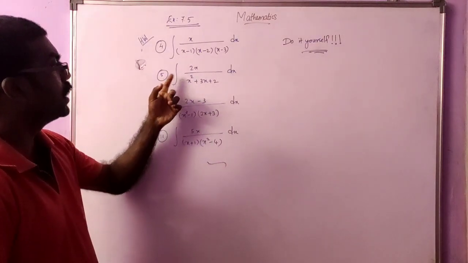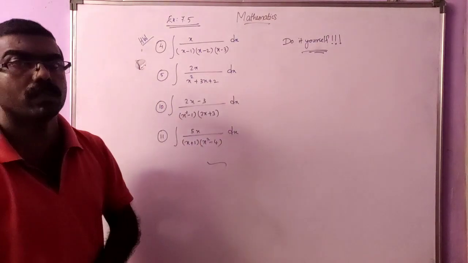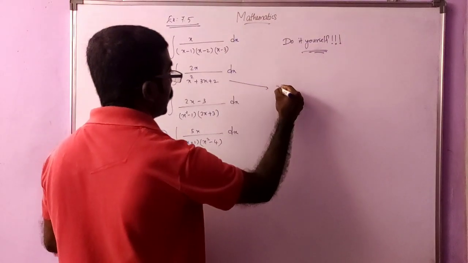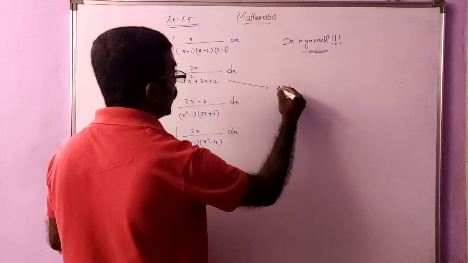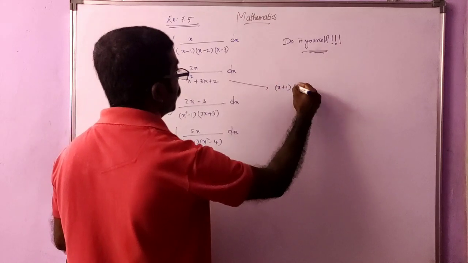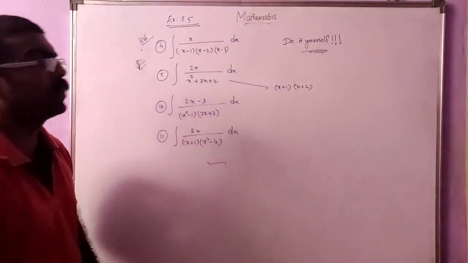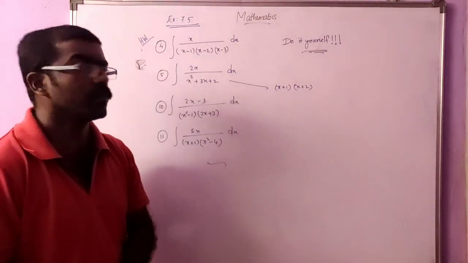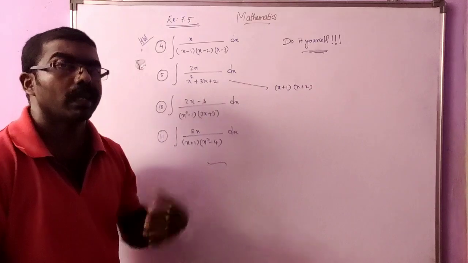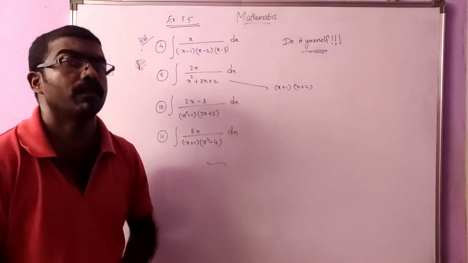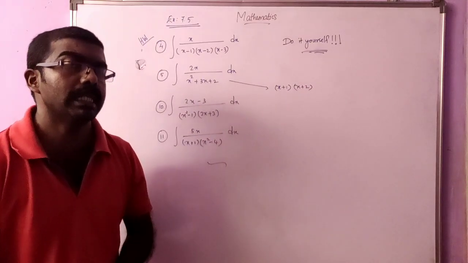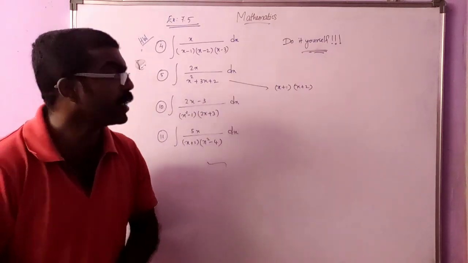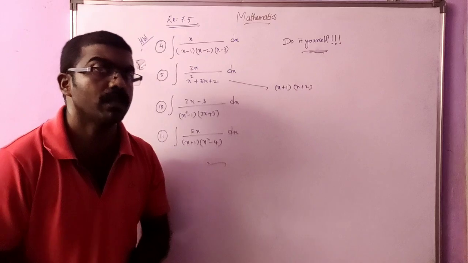And the fifth one is 2x by x square plus 3x plus 2. Here the denominator x square plus 3x plus 2 can be rewritten as x plus 1 into x plus 2, since x square plus a plus b into x, 2 plus 1 is 3x, plus ab, 1 into 2, 2. And hence it reduces to the first type, 2 non-repeating linear factors in the denominator. So a by the first factor, a by x plus 1, plus b by the second factor, x plus 2.